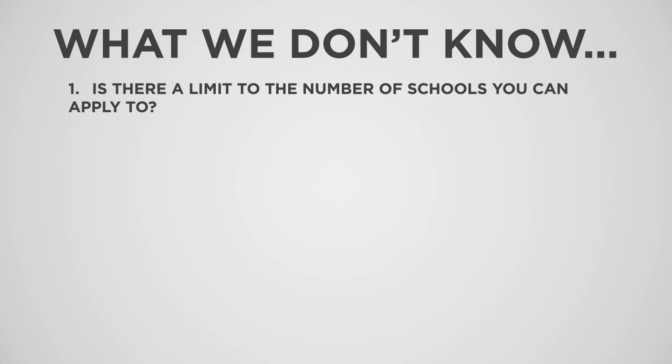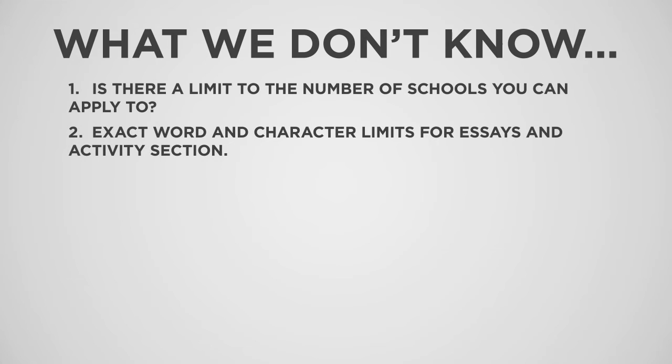What don't we know? So we don't know if there's a limit to the number of schools you can apply to. We don't know the exact word and character limits for some things, including the essay. We don't know the revision policy for the coalition application. If you send an essay to a coalition school, can you change it before you send it to another one? If you find a last minute error or something along those lines. We also don't know, which is an interesting thing that we're dying to know as essay advisors, the setup of the supplements.